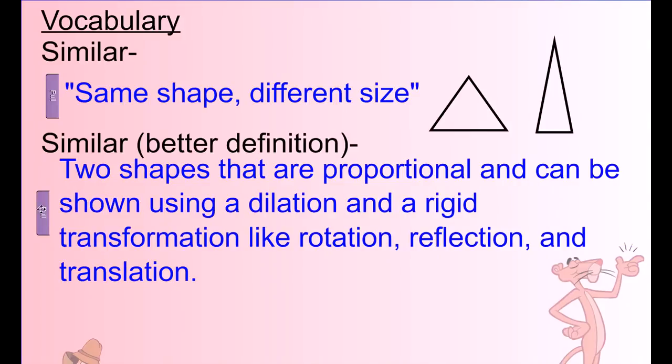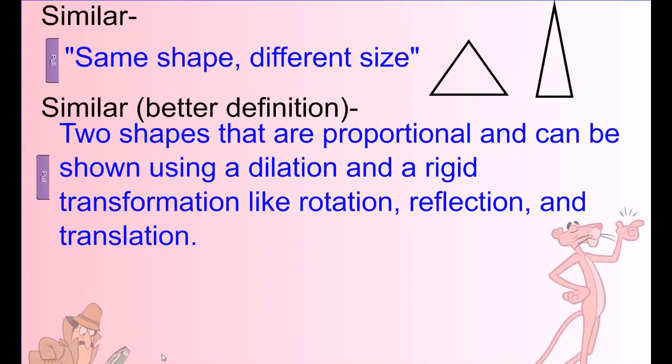So here we have similar figures are 2 shapes that are proportional and can be shown using a dilation and a rigid transformation like rotation, reflection, and translation. So these similar figures happen if you have a shape. So let me get here a shape here. And if I would take this and clone it, this shape is similar to the larger shape.